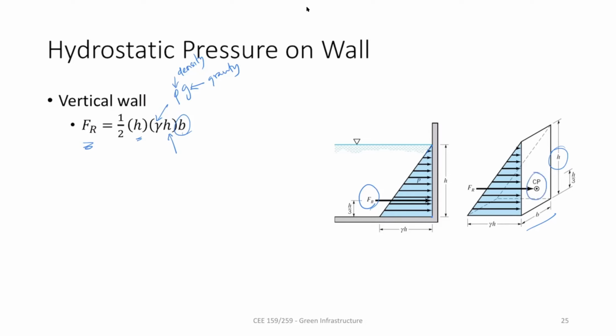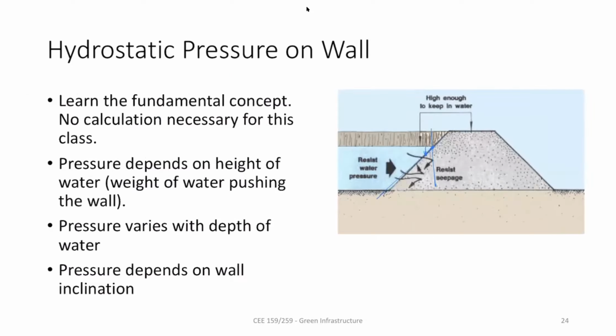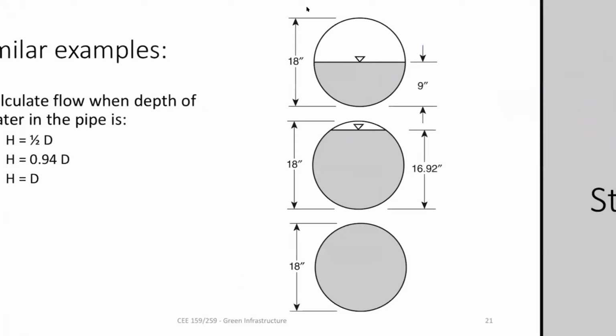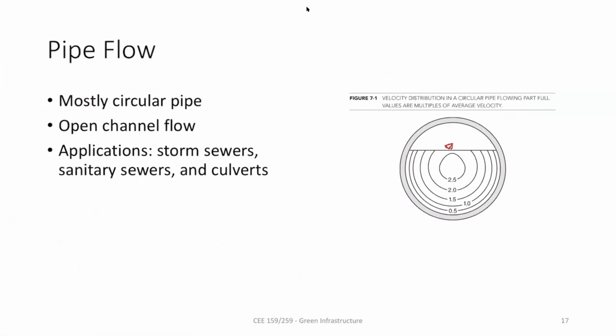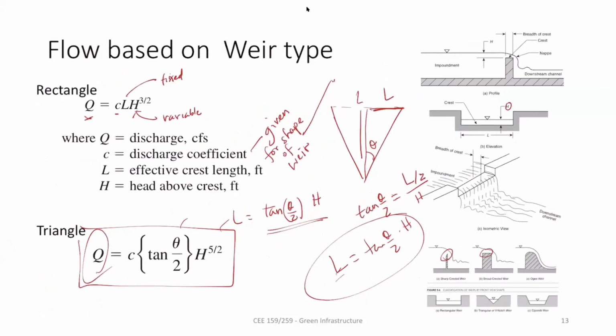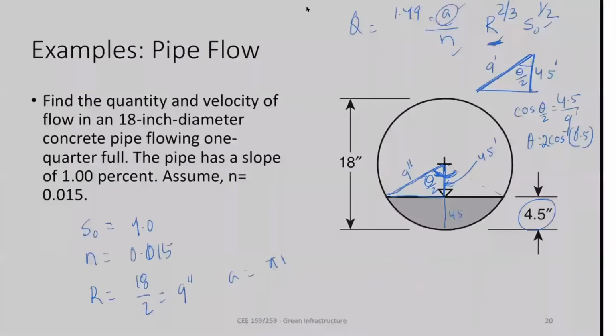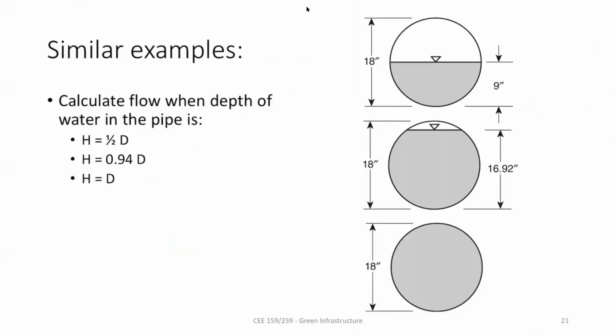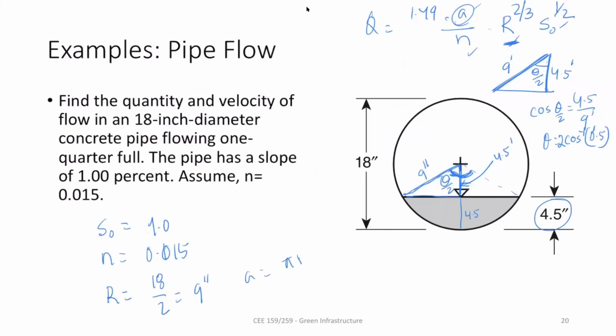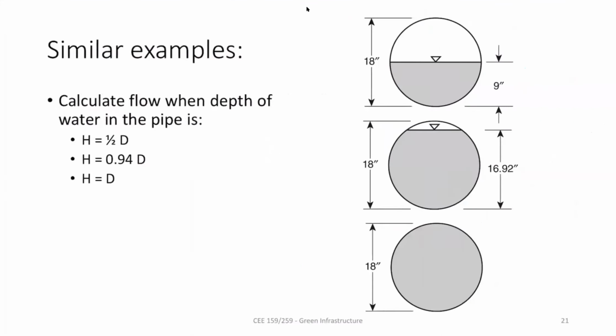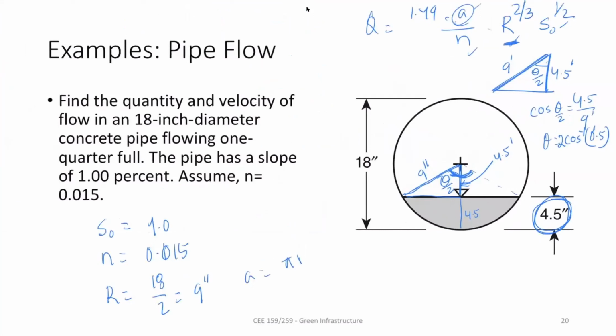Also, in one of the even earlier slides, there's an example that I'm not sure if you skipped: calculate flow when the depth of water in the pipe is half D, 0.94 D, H equals D. It's two slides under the effective radius slide. Okay, so this is effective radius. Did we cover this just now? Yes, we covered this one already. The only thing changing is this 4.5. Everything else is the same math. You just replace 4.5 with that and you get the number. Okay, got it. Thanks.